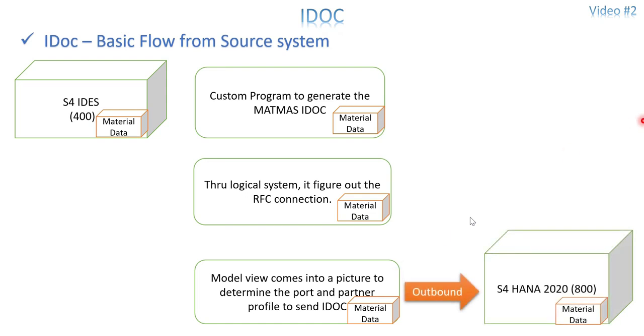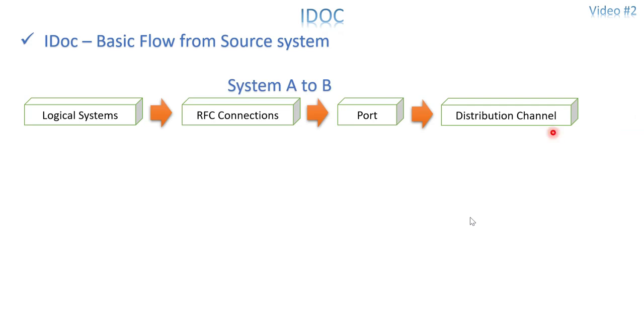So hope you have a good understanding about the flow of the IDOC. This is the IDOC flow: information goes from system A to system B through logical system, RFC connection, port, and distribution channel. And here I used material data. Now, for the same connection, I want to send purchase information. For the same connection, I want to send some master data, maybe customer or vendor, whatever it is. So here the source and target are the same.